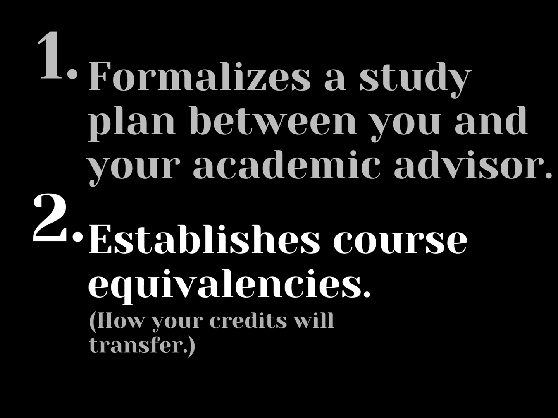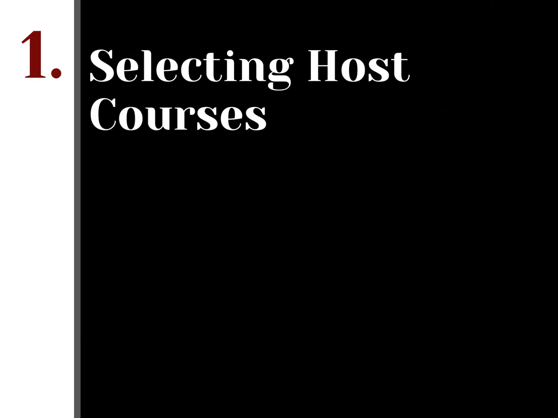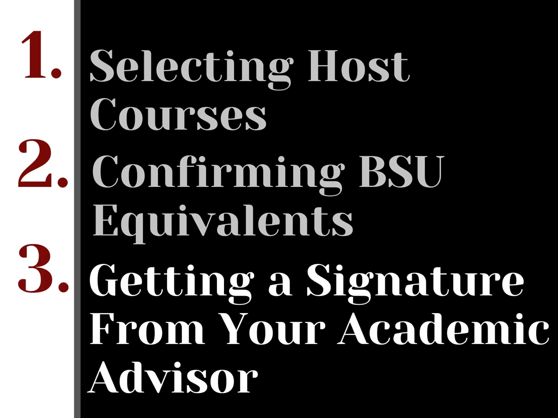courses. Once we get your transcript, we will automatically apply the BSU equivalents to your transcript according to what is on the SPACE agreement, as long as you earn the equivalent of a C or better in the course. So, how to complete the SPACE agreement? It's 3 steps: selecting host courses, confirming BSU equivalents, and getting a signature from your academic advisor.